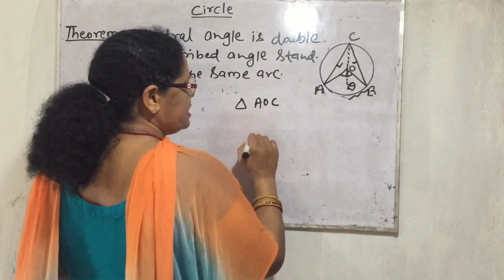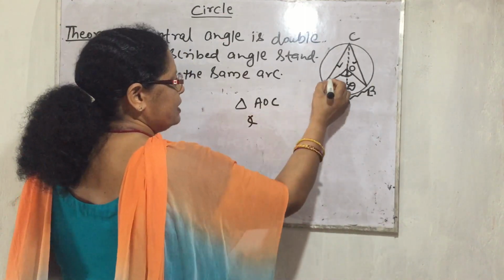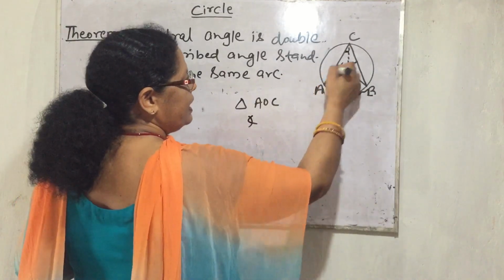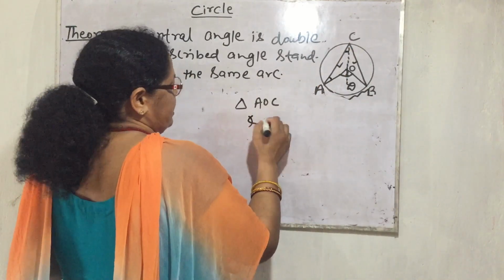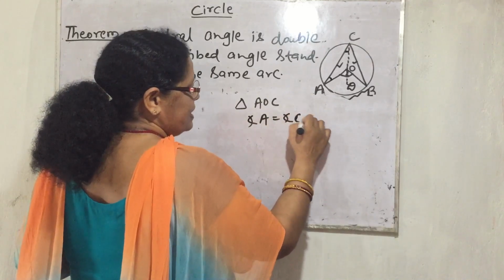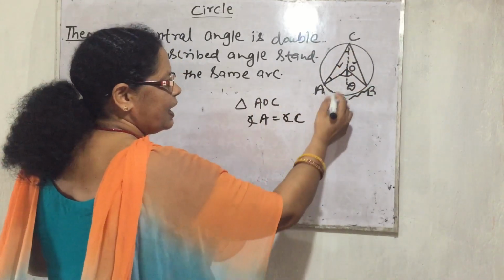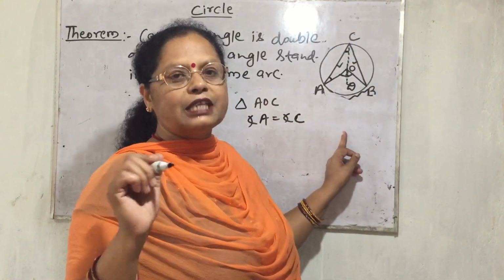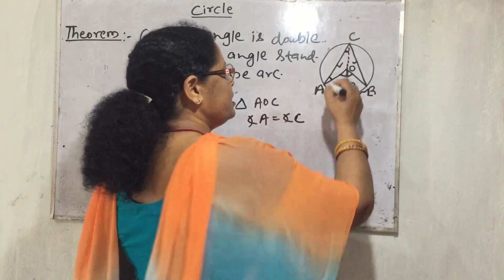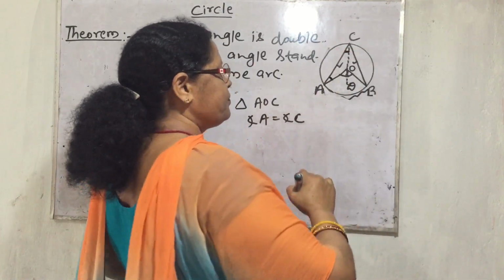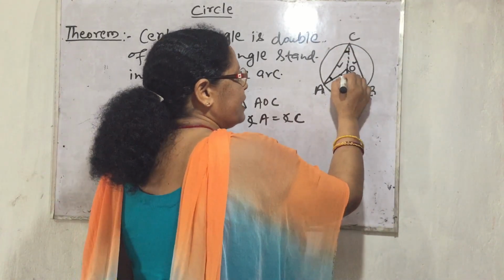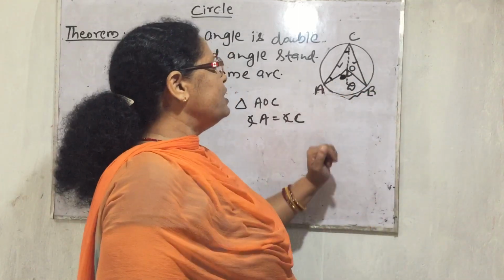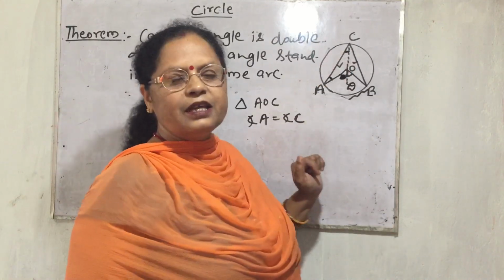In triangle AOC, can we write that these two angles are equal? Angle A equals angle C. Both AO and CO are radii of the same circle, so we can write these two angles are equal. After that, for this angle AOD, can we write angle AOD equals angle A plus angle C?